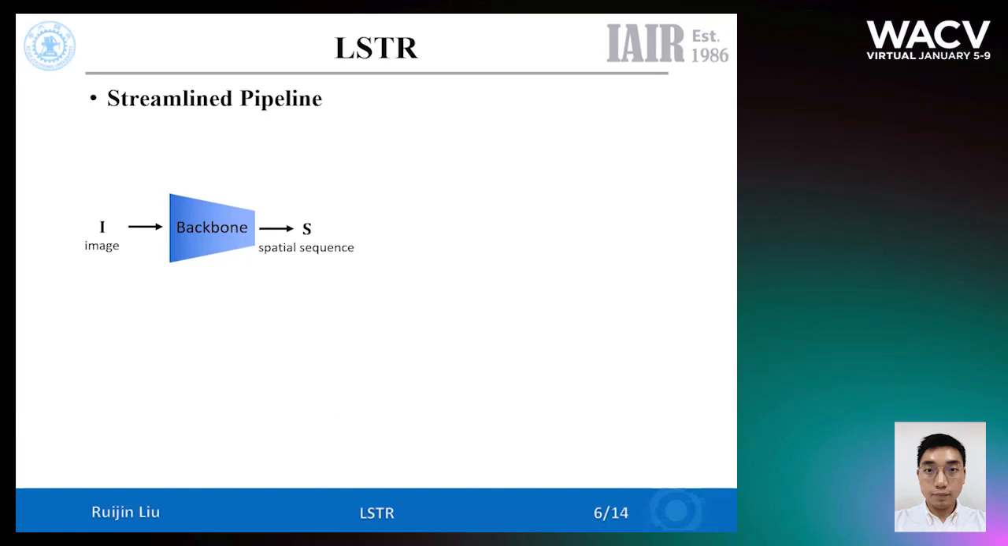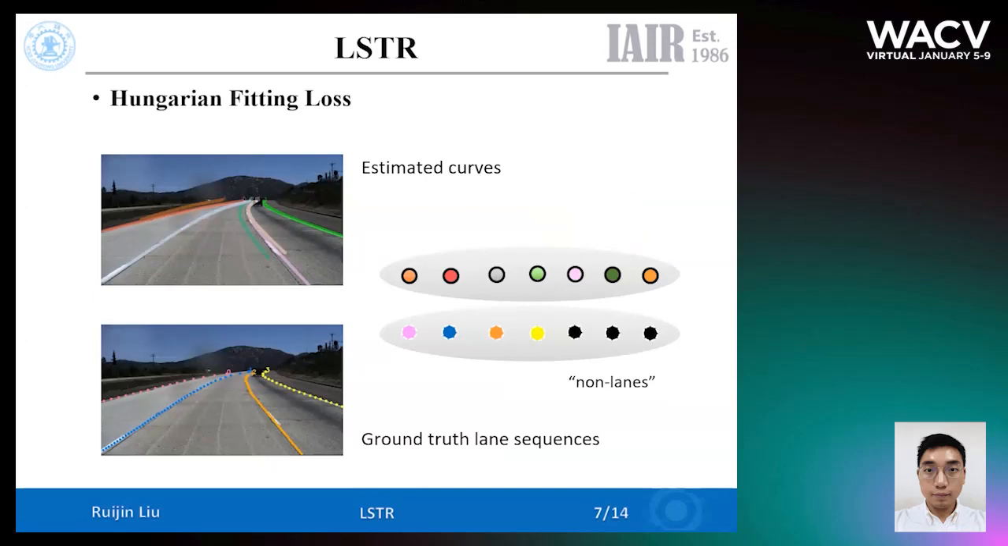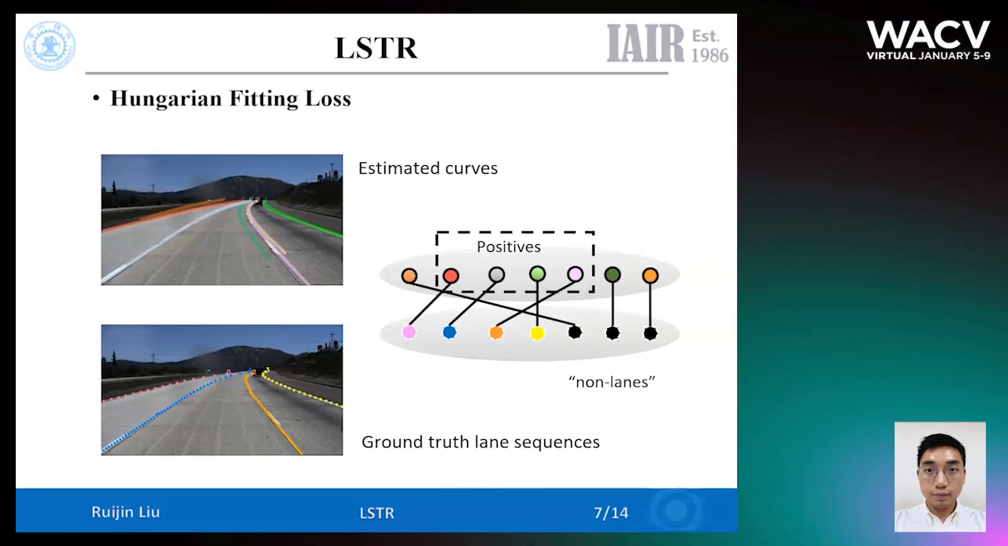Here is the LSTR architecture. Given an image I, a backbone extracts feature sequence Is, which is fed into a transformer to attend to the whole representation space. Finally, several feed-forward networks are used to generate the curve parameters. To train the whole network after getting the curves, a Hungarian fitting loss first performs a bipartite matching between predicted curves and ground truth lane sequences to find positives and negatives. Then, a fitting loss is applied to optimize lane-specific regression losses.